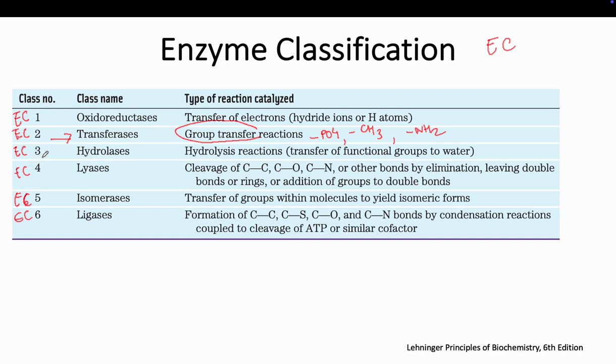Then the next class of enzyme, EC3, are hydrolases. As the name suggests, they will carry out hydrolysis reactions. These class of enzymes, hydrolases, will carry out hydrolysis reactions. So what are the hydrolysis reactions? These reactions are basically breakdown reactions, okay. These are the breakdown reactions.